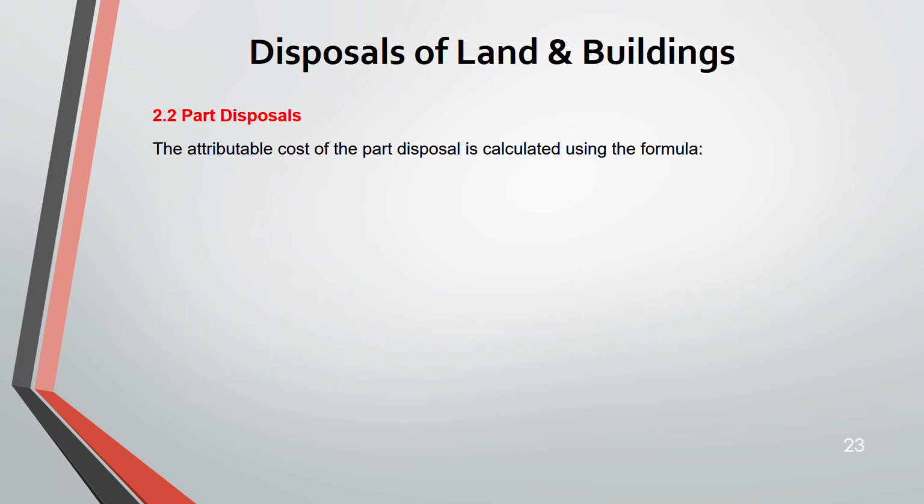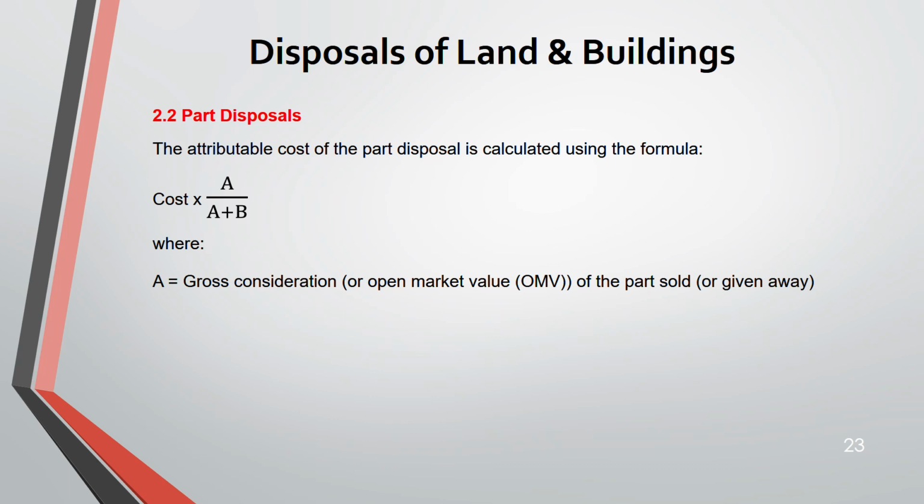There's a fraction for part disposal. This formula you need to remember. This is the attributable cost of the part disposal: cost into A divided by A plus B. What is A? What is B? A is your gross consideration, that is your open market value of the part that is sold, or given away if you have given it as a gift. Whatever, they will give you this in the question. Both A and B will be provided to you, also the cost. You just have to use the formula. B is the market value of the remainder of the asset at the date of the part disposal.